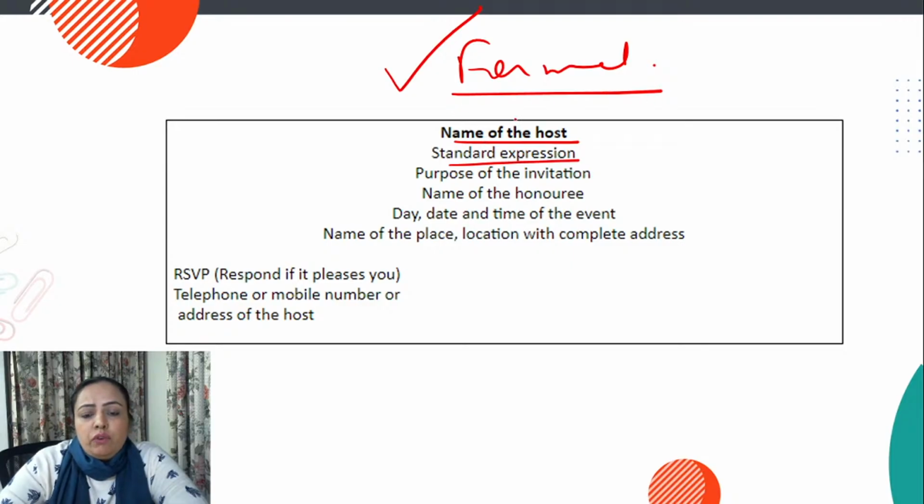So let us discuss the formal invitation. This is in the form of a card. And now the next thing is the purpose of the invitation.